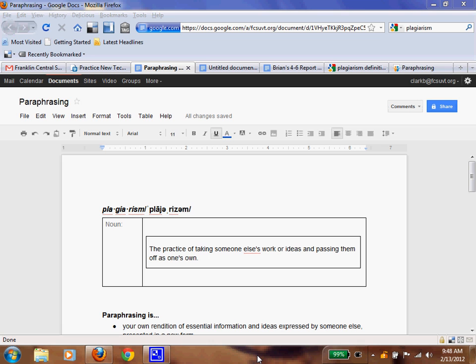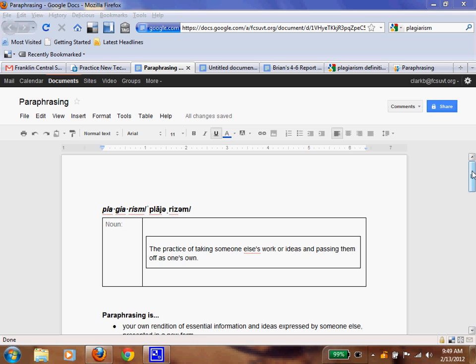That's an example of what plagiarism is, except when you plagiarize, you're taking information from someone or some place, and they don't actually know about it. You're just copying their words. So plagiarism is the practice of taking someone else's work or ideas and then passing them off as your own. So you copy them and you say, "This is my work."